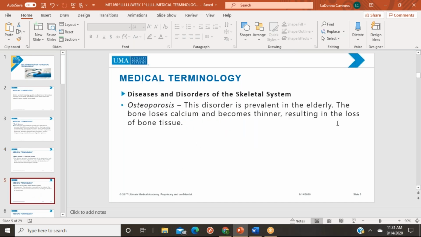Disorders of the skeletal system continue. So here's an example of a disease of the musculoskeletal system, osteoporosis. This disorder is prevalent in older people. The bone loses calcium and becomes thinner, resulting in the loss of bone and tissue.